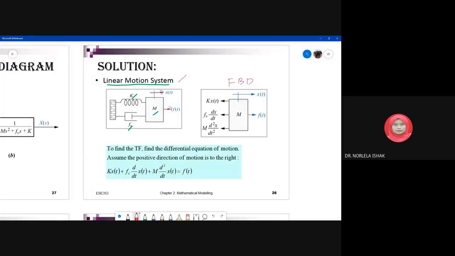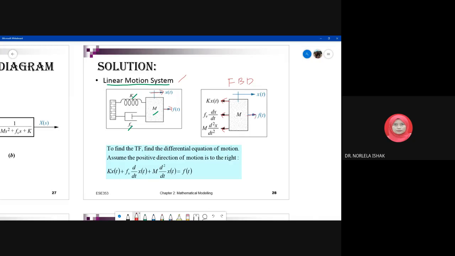So to draw the free body diagram, for the spring, viscous damper, and the mass, the arrows will be opposite compared to the force and the displacement arrow. You can see from here, this is the movement of the spring, the movement of the viscous damper, and the movement of the mass. They will be in the opposite direction.